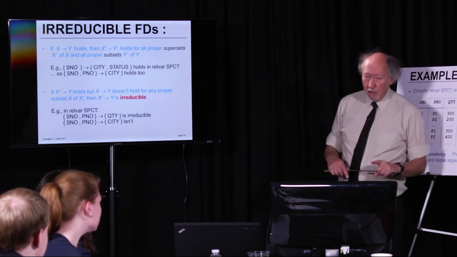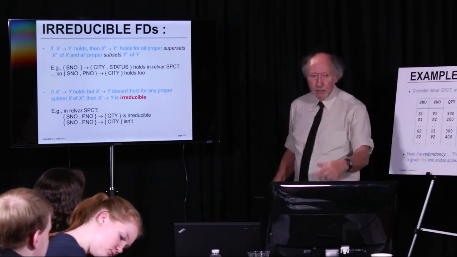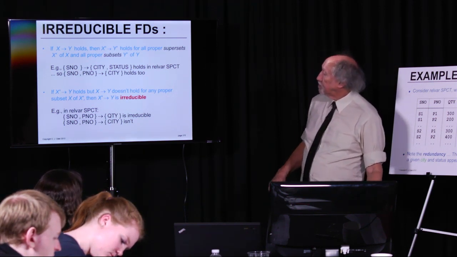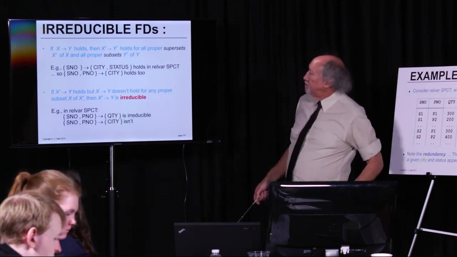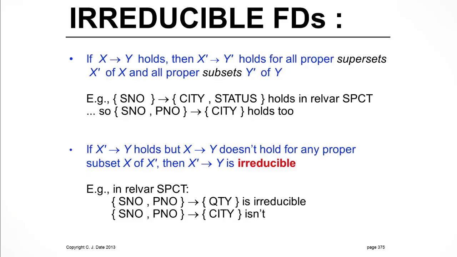One more piece of terminology I have to get out of the way before we can start focusing on these normal forms. If X arrow Y holds, this is a useful thing to remember, by the way, then you can always add attributes to the left. You can always take attributes away from the right and the result will still be an FD that holds. So if X arrow Y holds, X prime arrow Y prime holds as well for all proper supersets X prime of X and all proper subsets Y prime of Y.